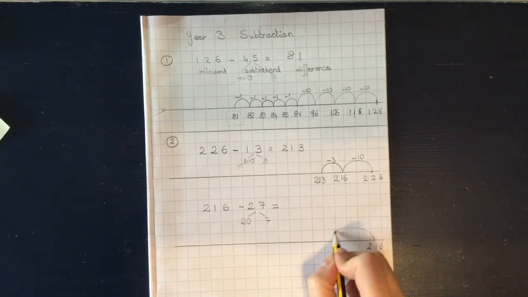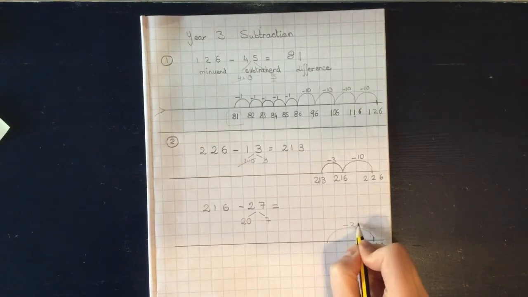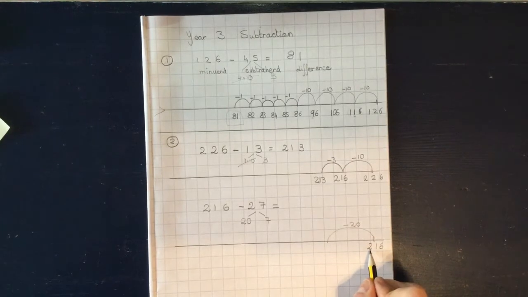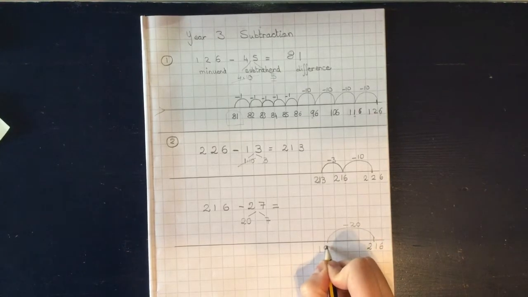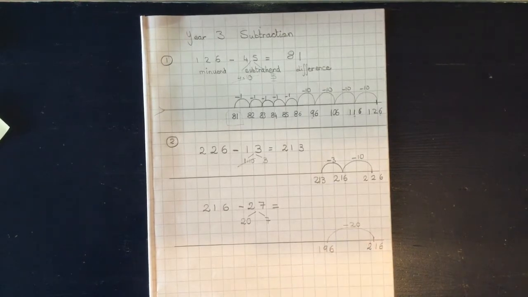So take away 20. Now, this is 216. We need to make sure that we will end up in hundreds. So 216 take away 10 is 206, and take away another 10 is 196. So I took away these 20, and now I take away 7.